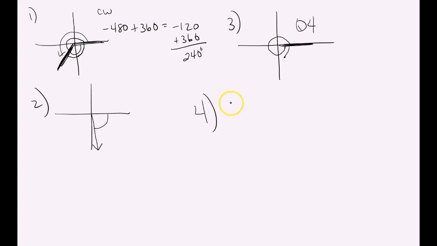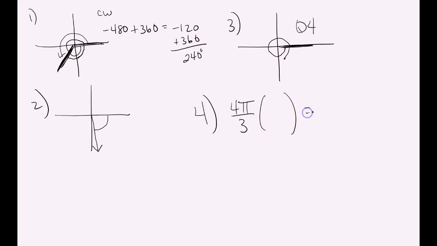Number 4, it says 4 pi over 3, okay? Now, if you did not know where 4 pi over 3 was going to end up, you have a couple of options. You could have typed it in as a decimal and then looked at your notes, or you could have converted it to degrees. And if you want to convert it to degrees, a lot of times that helps with, what's 60 times 4?